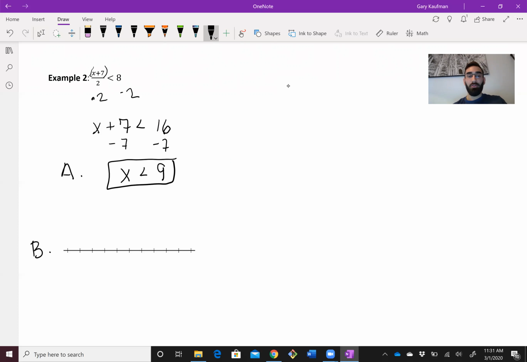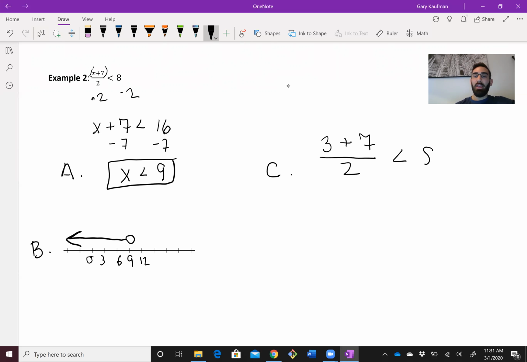Part B, let's graph this. I'm going to go by 3s. So this is 0, 3, 6, 9, 12. An open circle because we're less than. My arrow is going this way. I'm going to test in the original equation now. I'm just going to pick 3. So I'm going to go 3 plus 7 all over 2 is less than 8. Let's see if this works. I get 10 over 2 is less than 8. 5 is less than 8. Perfect. That works.